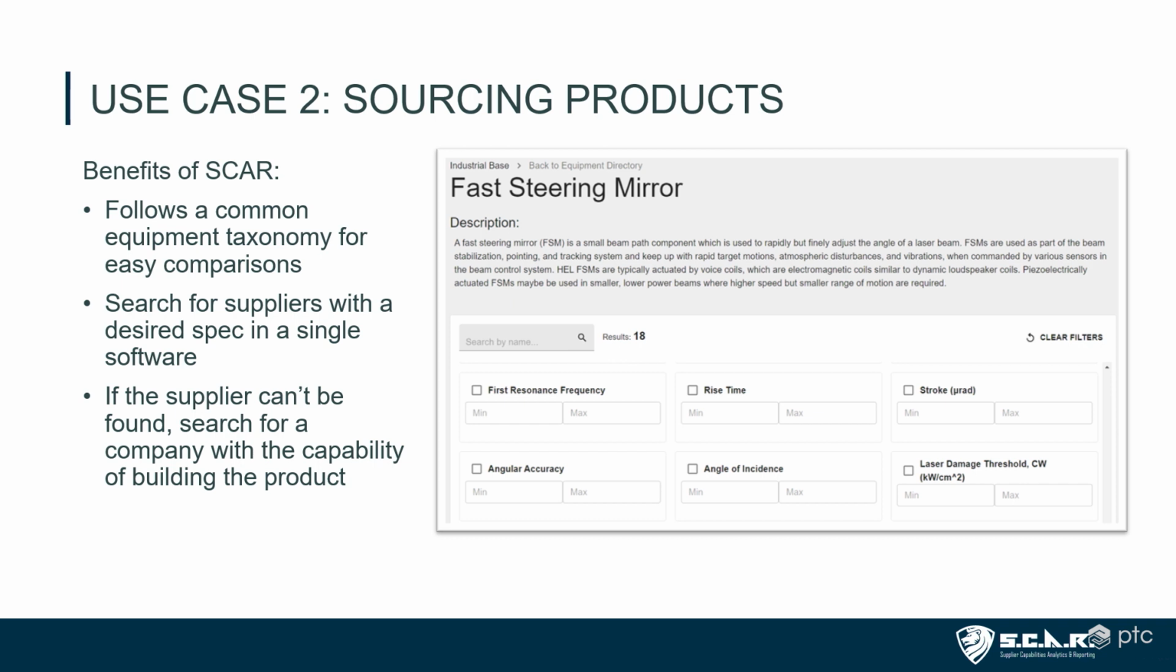And so you're able to search for a company with the capability to actually build that product right off the bat rather than spending a lot of time and money looking for other products or known sources. The other important part for this use case is basically that if you don't find a supplier with the specs that you're looking for, then you can actually just go to the capabilities section and look for a supplier to build this product for you.